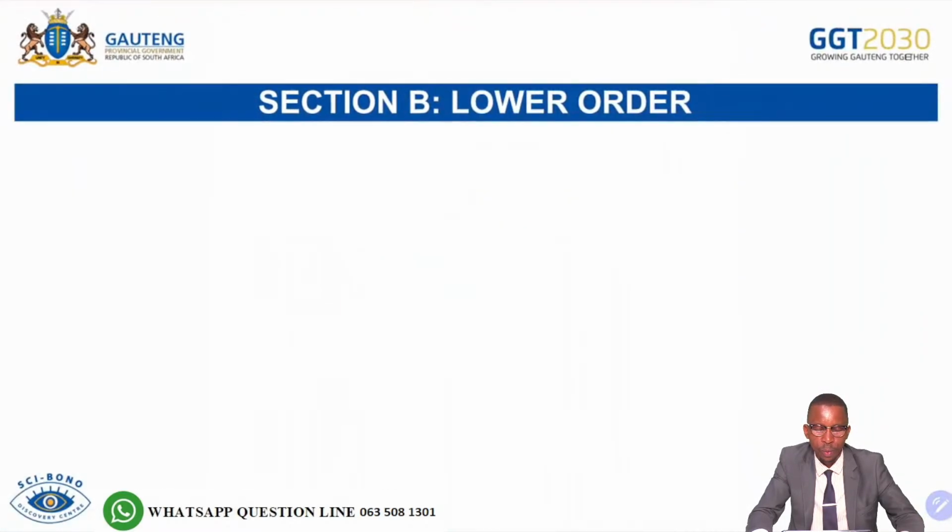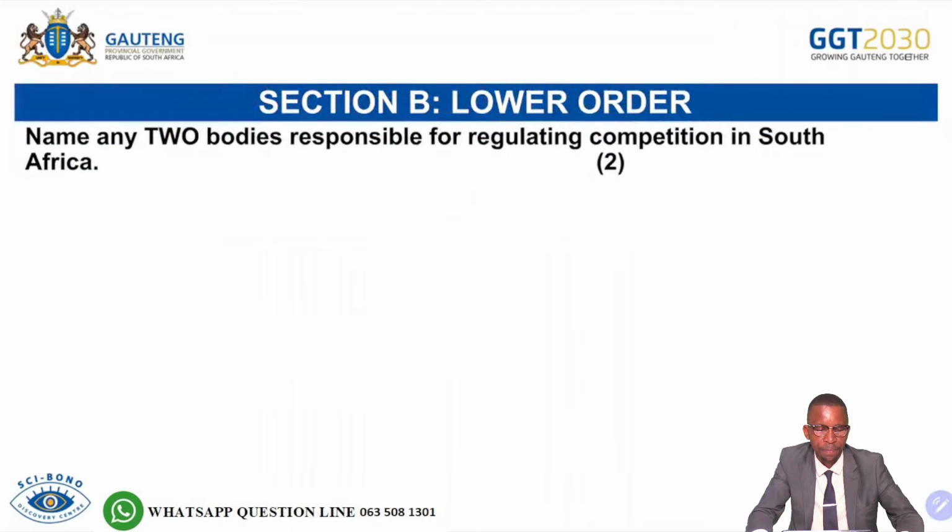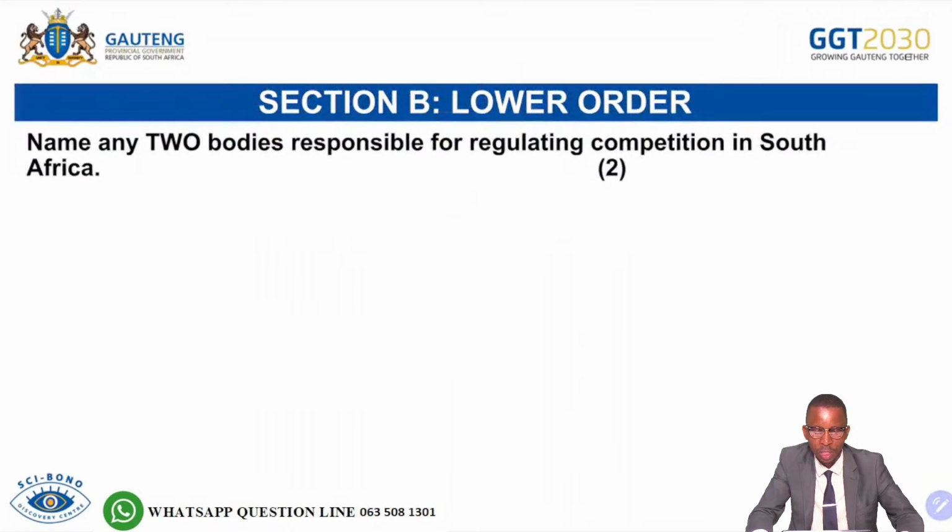And then we continue on section B, lower order. Name any two bodies responsible for regulating competition in South Africa. Remember, in this situation, we are still under Competition Policy Act of South Africa. There are indeed three bodies that were formed by Competition Policy Act to promote healthy and fair competition within the market. Those include the Competition Commission, the Competition Tribunal, as well as the Competition Appeals Court.